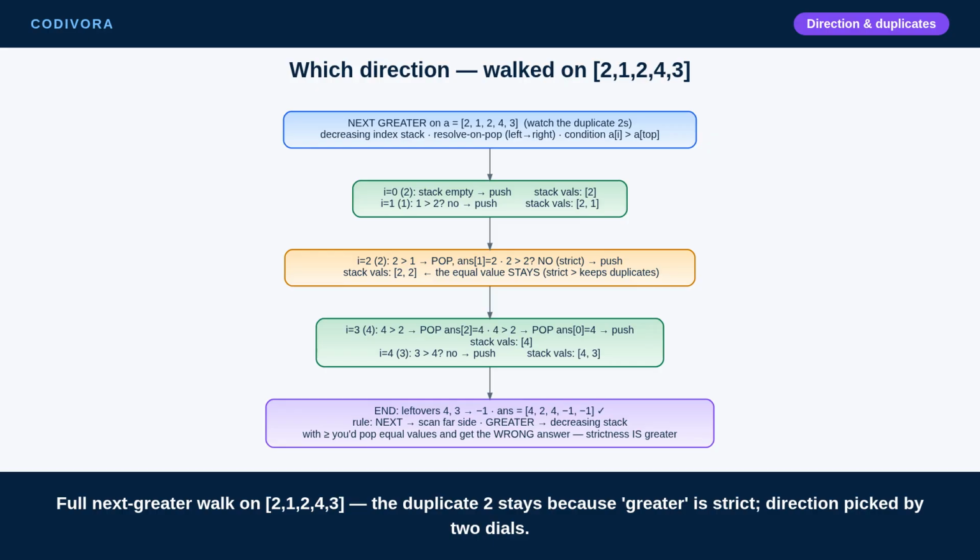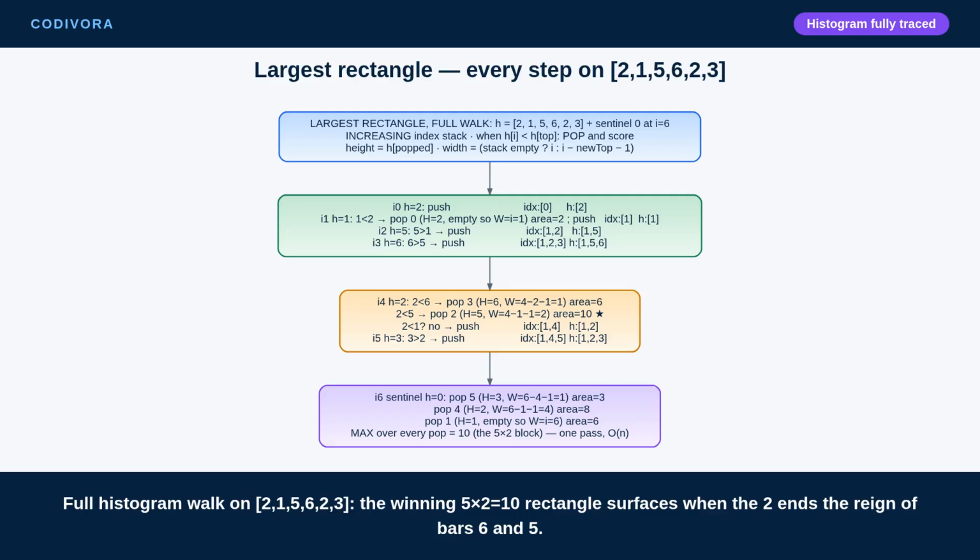Change one word, change one dial. The boss, fully traced, on heights 2, 1, 5, 6, 2, 3. Keep an increasing stack of bar indices. Bars 5 and 6 stack up. Then a 2 arrives and ends their reign.